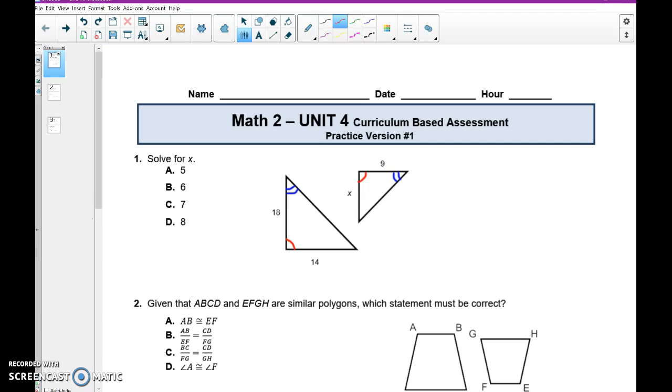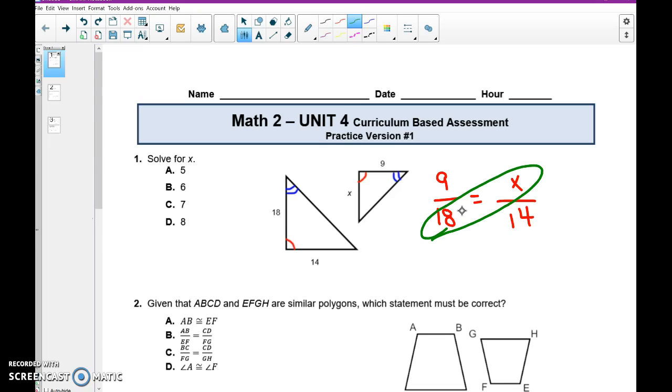So I've got from blue to red is 9, and from blue to red is 18. So I know it's 9 over 18, and that has to be proportional to this side over this side, so it's x over 14. Now, some of you realized that 9 times 2 gets you 18, so you kind of figured out in your head what times 2 gets you 14. That will work for this one, but there will not always be problems where you can do that.